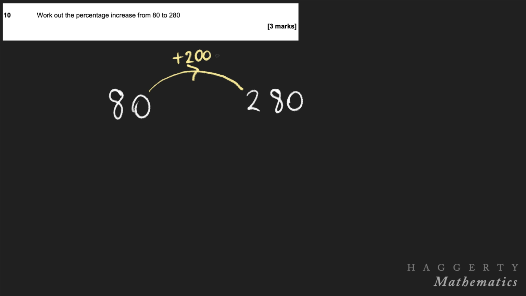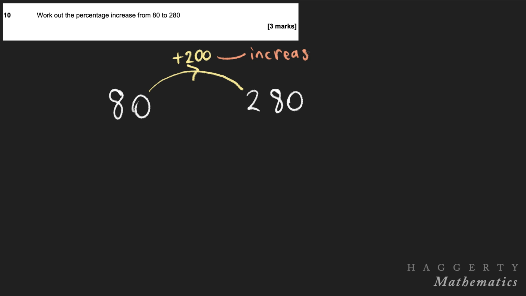Question 10. Work out the percentage increase from 80 to 280. To work out percentage increase, you need to work out the increase itself. So you're going from 80 to 280. And what's the increase? Well, it's just the difference between these numbers, right? So it's going to be plus 200. So 200, that's the increase itself.